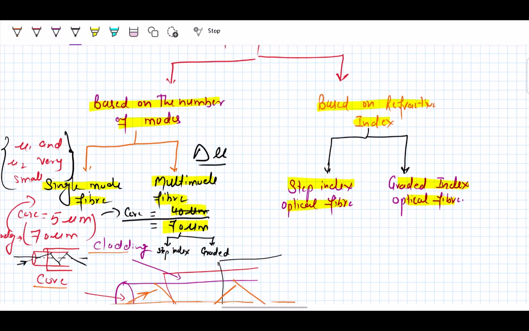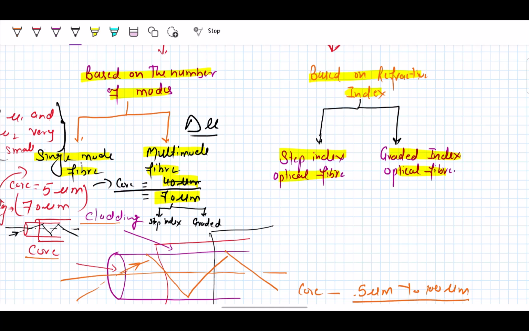The second category of optical fiber is based on the refractive indices, and first of them is step index optical fiber. The refractive index of the core is constant in case of step index optical fiber, and this is the schematic representation of step index optical fiber. The refractive index of core is constant, and for cladding again refractive index is constant. It means we have constant refractive indices for core and cladding, okay.